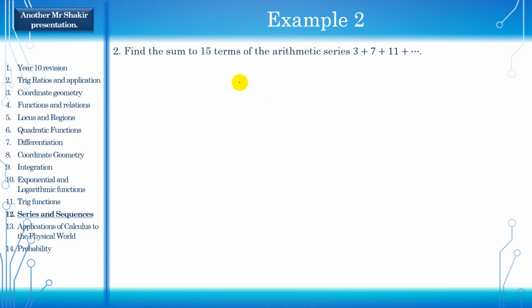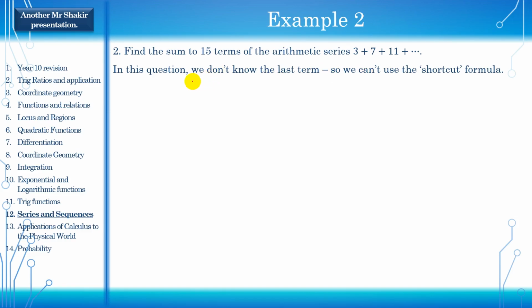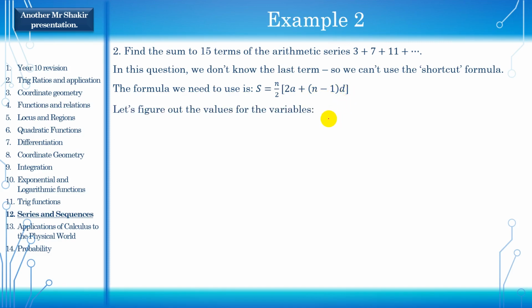Okay, now find the sum of the 15 terms of the arithmetic series 3 plus 7 plus 11 and so on. Now we don't have the last term, do we? So we can't use the alternative formula, we have to use the traditional formula, the normal one. The formula we need to use is the sum of the first n terms is equal to n over 2, 2a plus n minus 1 d. So let's figure out the variables.